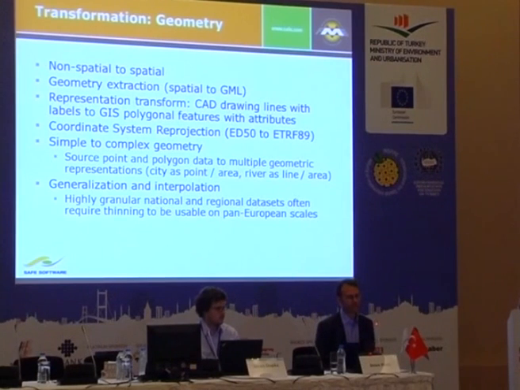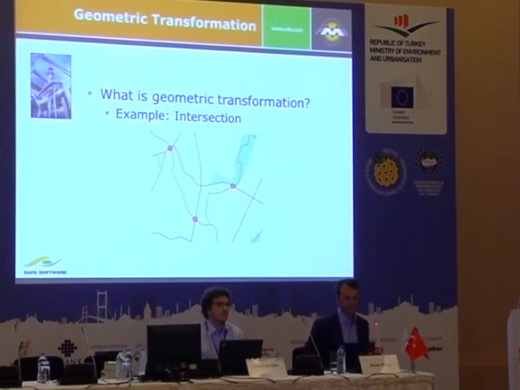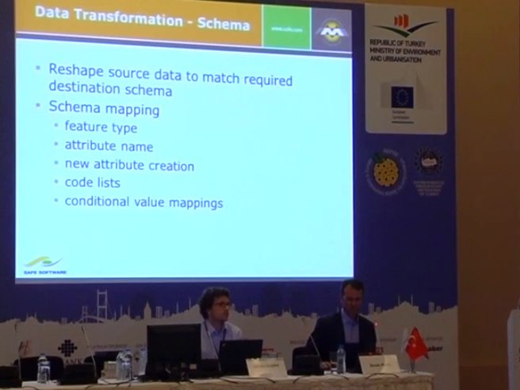This also becomes very important when you generate things like web services. And WFS is not really known to be a high-performance data distribution standard. So you might need to generalize your data to reduce the volume of vertices before you publish it as a web service. This is just an example of geometric transformation, something like intersection. And then I'll focus now mostly on schema transformation before I hand it over to Soren.